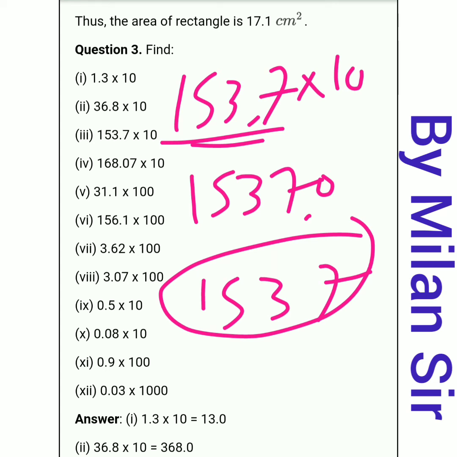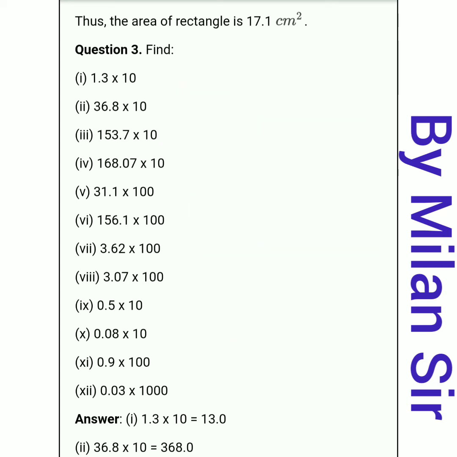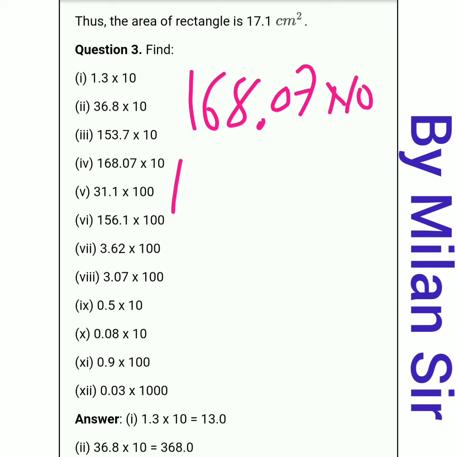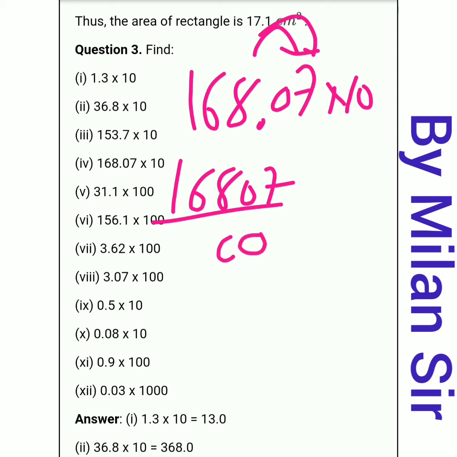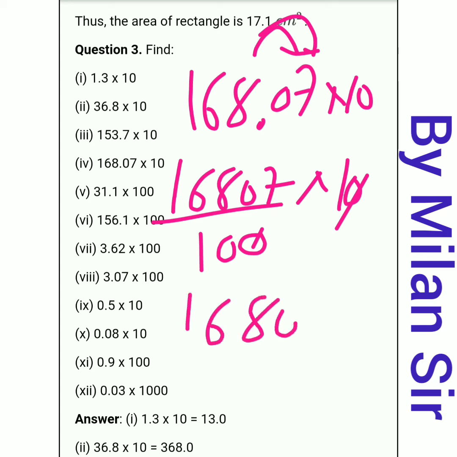Okay, then question number 4: 168.07 multiply 10. We can convert into a fraction. So here after the decimal point 2 digits are there, so we need to write 100 in the denominator, 1 and then two zeros. Here multiply 10, so we can cancel 10 from the numerator and denominator. So finally 16807 divided by 10 we have.